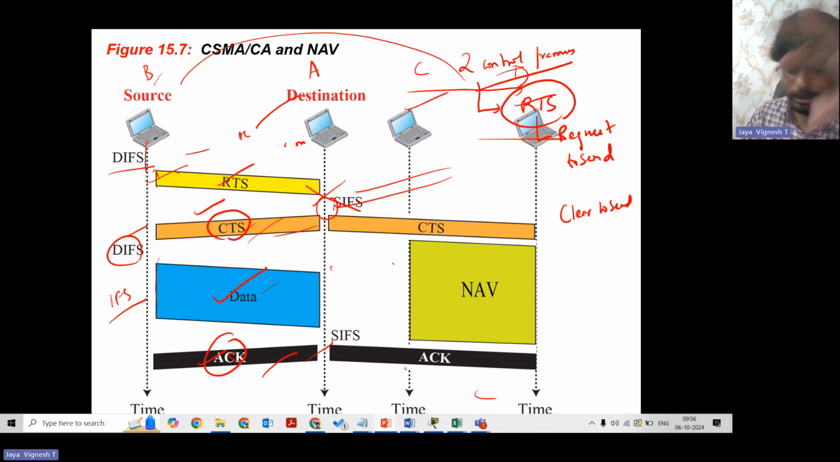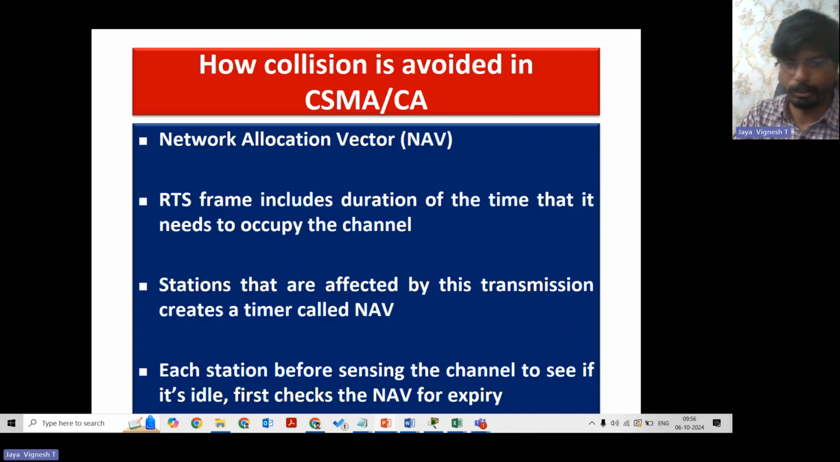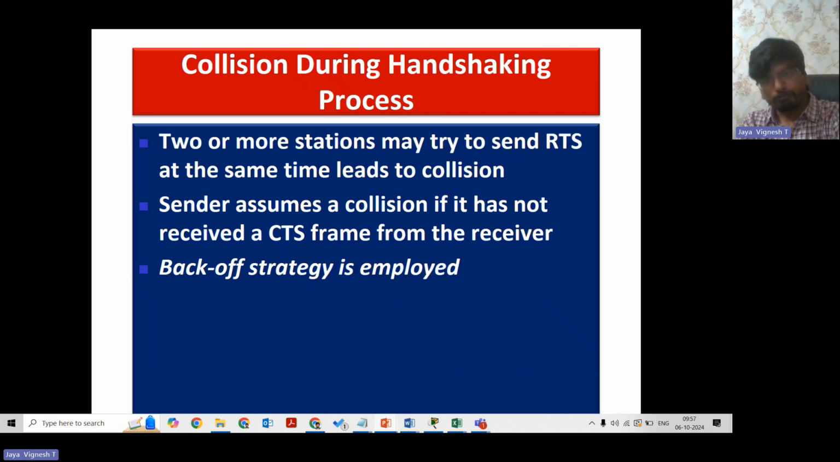So that's the addition that has been done with CSMA/CA. I hope you understand the idea of bringing in request to send, clear to send, and finally the hidden stations setting up a timer depending on the duration of the transmission, called NAV. They can only go on to sense the channel after the NAV period and then transmit their data. So collision can also happen, and the backoff strategy basically helps to handle that.